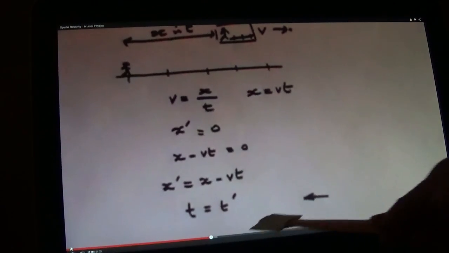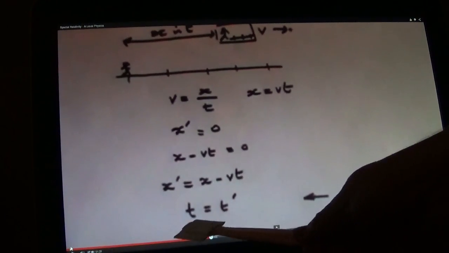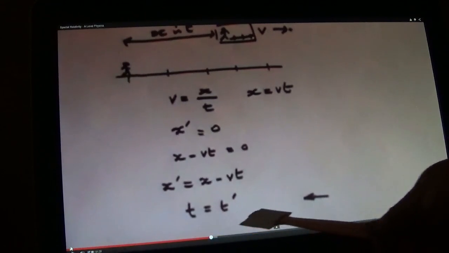Right, he's going to say disprove Newtonian physics, and of course he's going to be wrong about that.